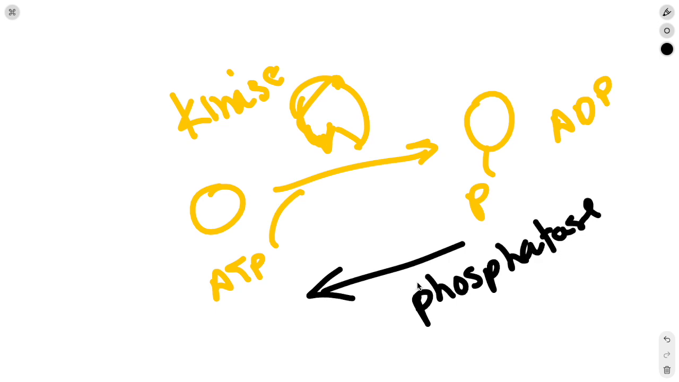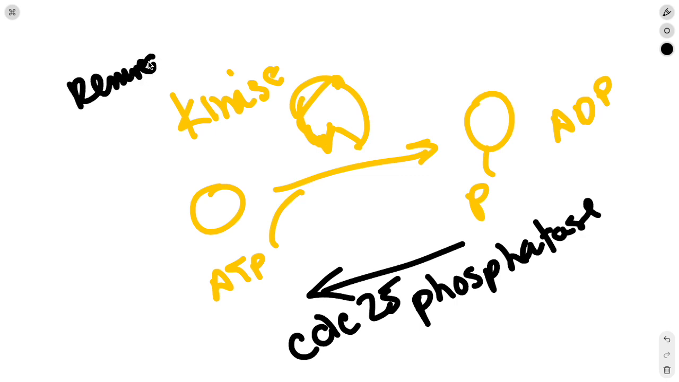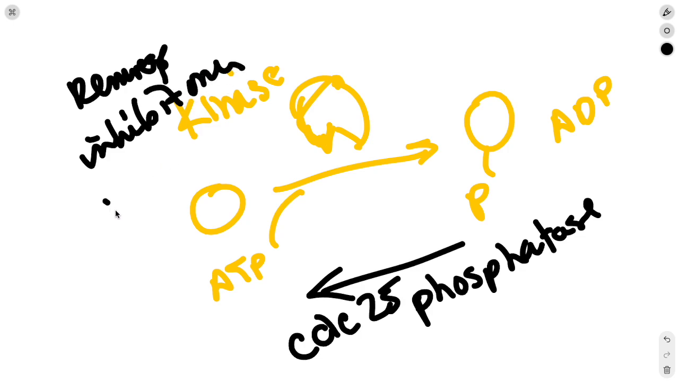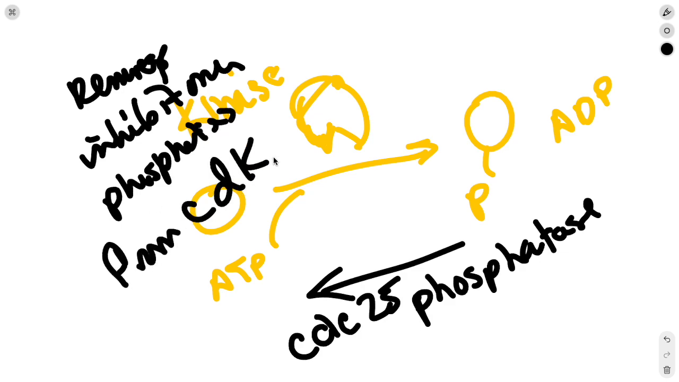And the phosphatase that does the job we want to talk about is called CDC25 phosphatase. The role of CDC25 phosphatase is that it removes inhibitory phosphates from CDK1 at the G2 to M transition.